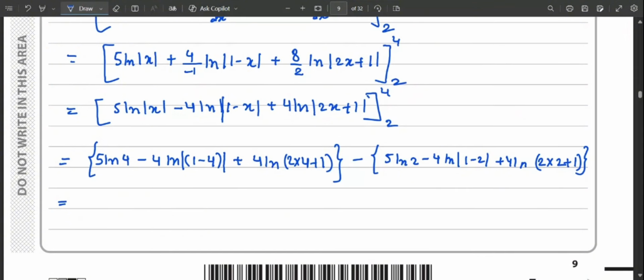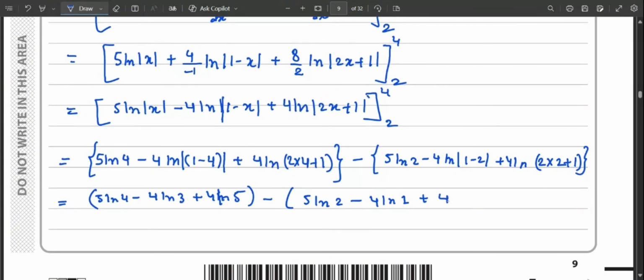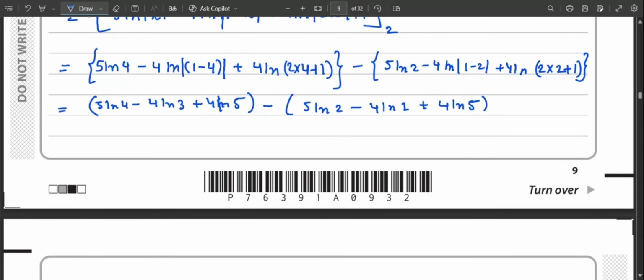So simplifying this, we will get 5 ln 4 minus 4 ln 3 plus 4 ln 9 as our first expression, and then we will have 5 ln 2 minus 4 ln 1 plus 4 ln 5. I'm sorry, this is 4 ln 9, because 2 into 4 plus 1 is equal to 9.